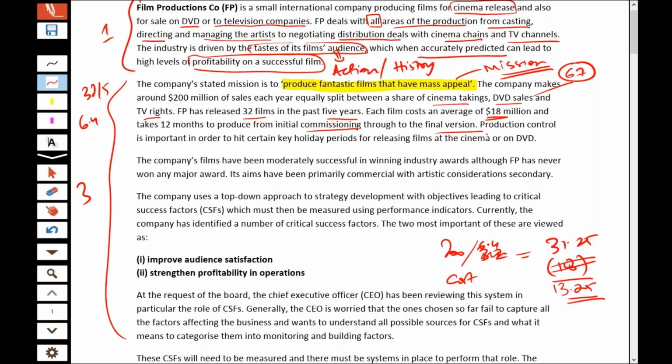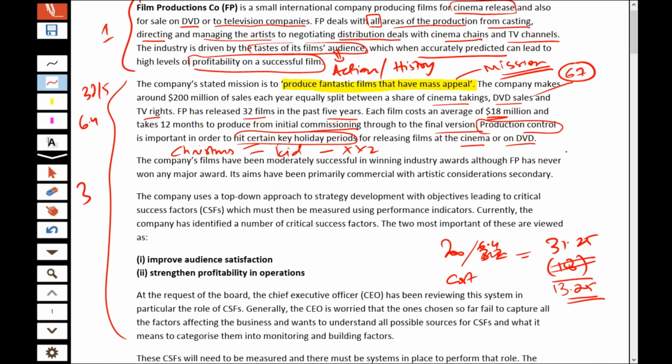It says production control is important to hit certain key holiday periods. For example, you have a Christmas coming in, or you have Eid holidays coming in, or any XYZ holidays coming in. So you're targeting the films to be released on those holiday periods, for releasing films at the cinema or on DVD.